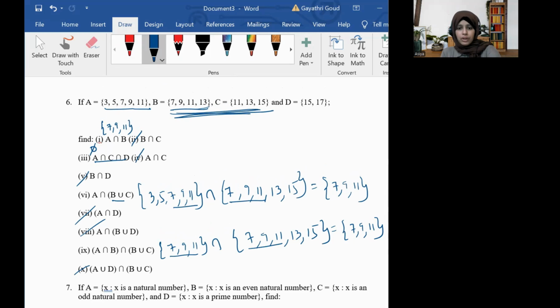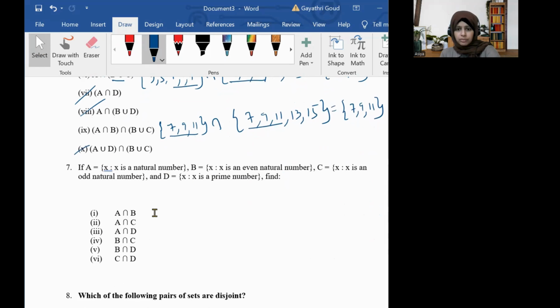Now, moving on to the 7th question. I think I will do the alternate ones and the remaining ones can be taken as homework. I will do 1, 3, and 6. 2, 4, and 5, you can give it a try. So let us try A intersection B. Let's first read the question.